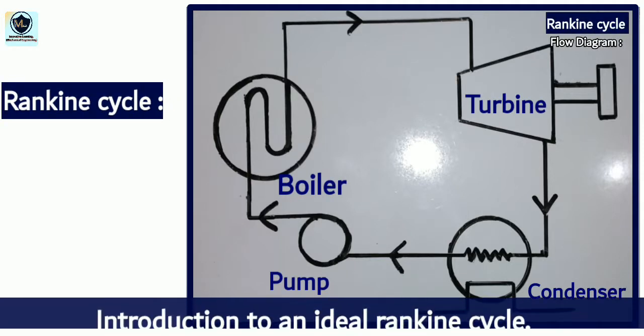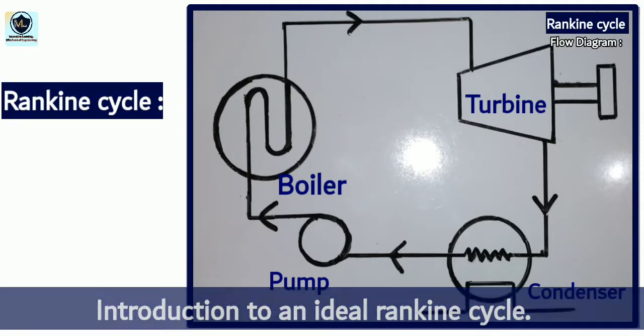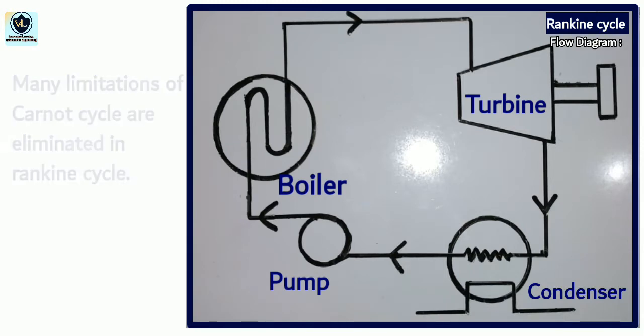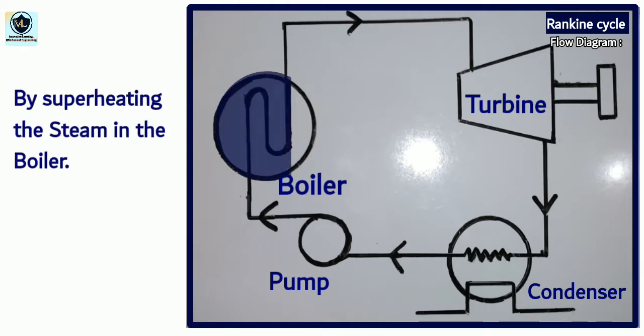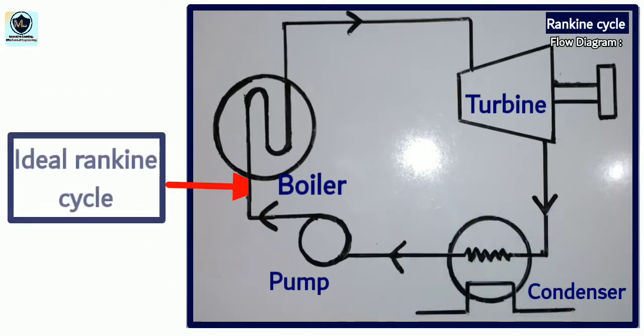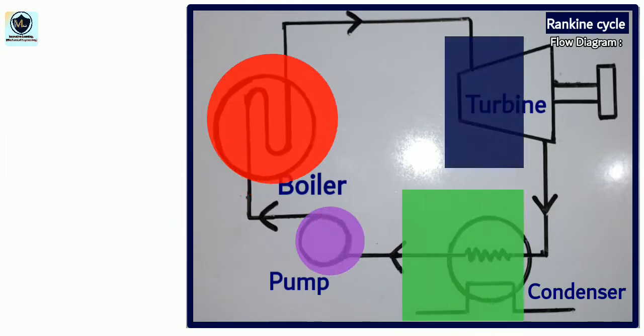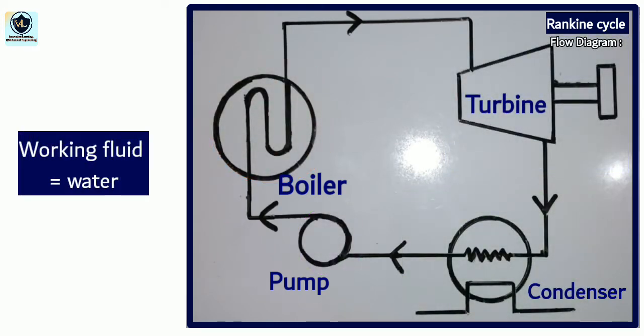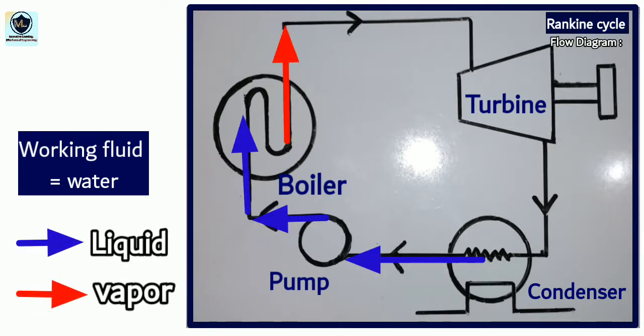Let's get started. Rankine cycle is the thermodynamic cycle for steam power plant. Many limitations of Carnot cycle are eliminated in Rankine cycle by superheating the steam in the boiler and condensing it in the condenser. As you can see, ideal Rankine cycle is illustrated on the board. 4 processes are involved in the complete Rankine cycle and are different from each other. Each process requires a separate component. Further, the working fluid is water, which exists in liquid phase during part of the cycle and vapor phase in the remaining part of the cycle.